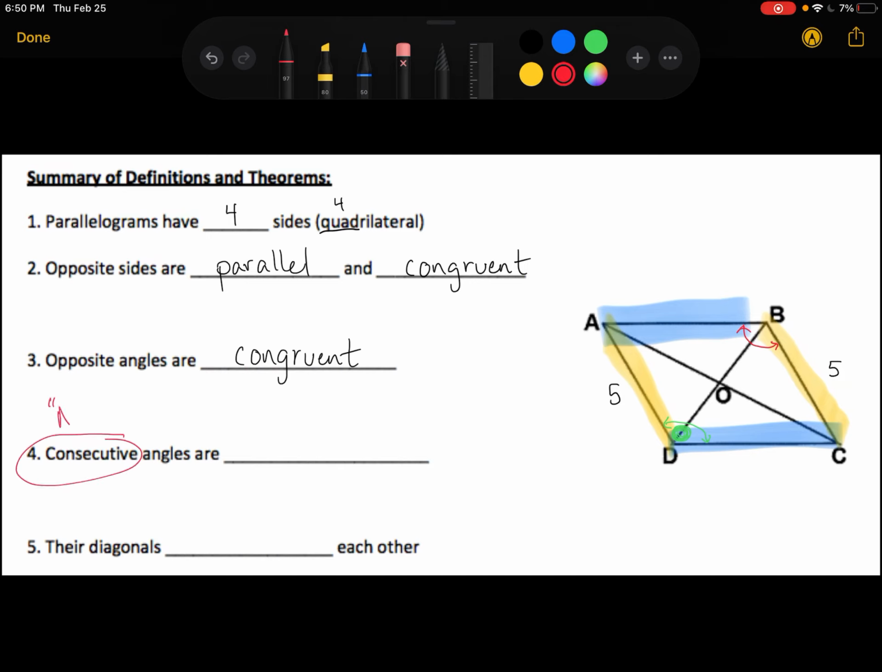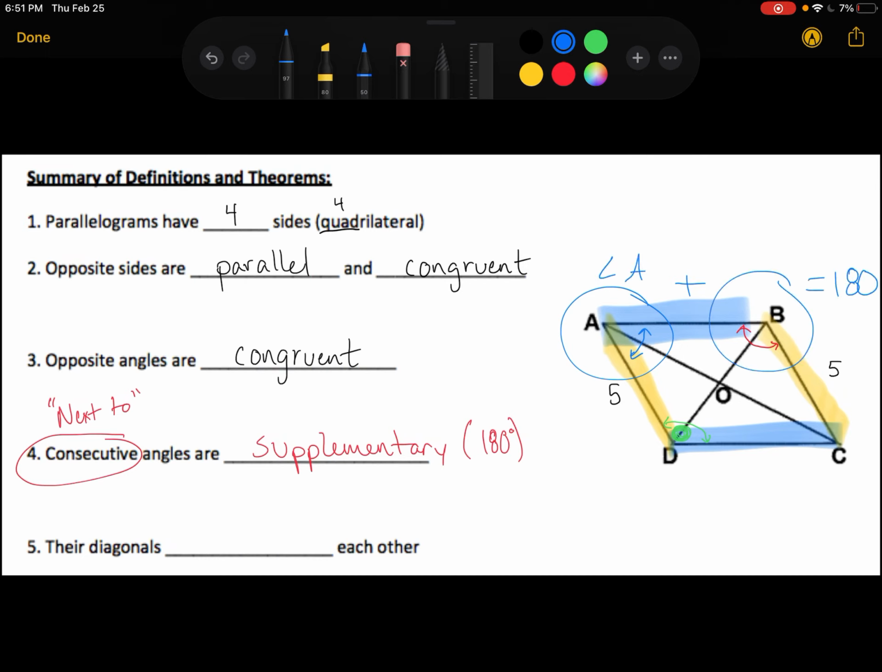Consecutive, this might be a new word. That just means next to. Consecutive angles are supplementary, or they add up to 180 degrees. So for example, if we're looking at A and B next to each other, I'll do this one in blue, that means that this plus this equals 180. So angle A plus angle B equal 180. The last piece here: their diagonals bisect each other. That just means that they cut each other into equal pieces.